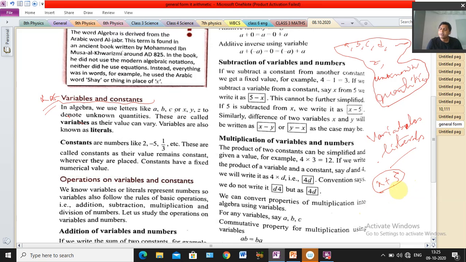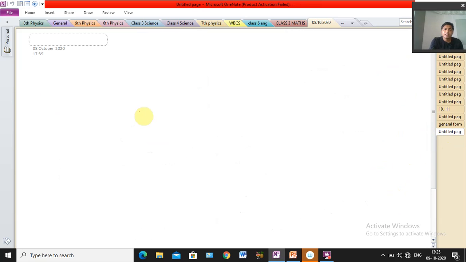So here, an example is given: x plus 5. Here x is what, sir? x is a variable, and 5 is a constant. Clear? 5 is a constant value and x is a variable. x is a variable, so the values of x can vary. That's why we say it is a variable. In x plus 5, 5 is a constant and x is a variable.